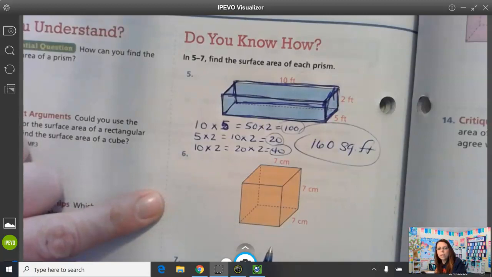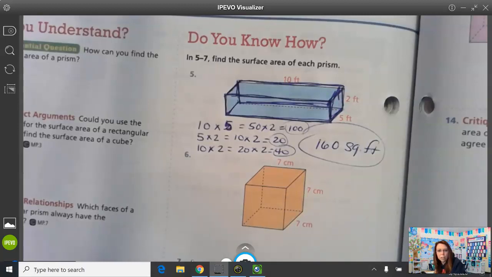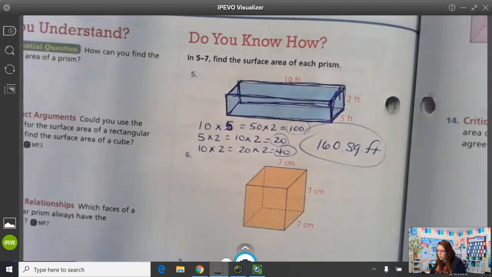This one is going to be way easier because every single dimension that's listed here is 7. That means all of these sides are congruent or equal. It is an equilateral shape. And then what you should know is that this is a cube, right? Because only cubes have every single dimension the same.